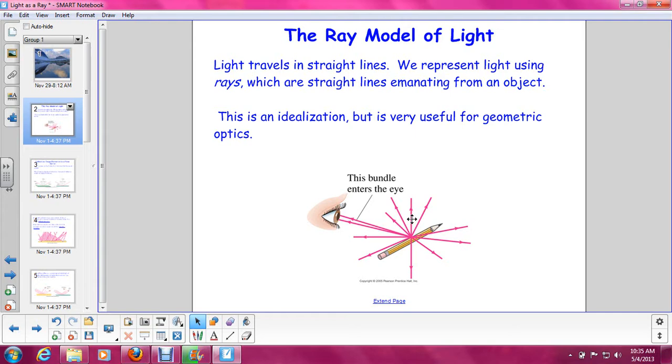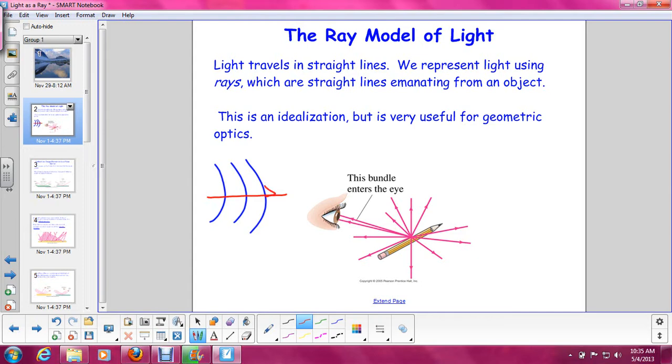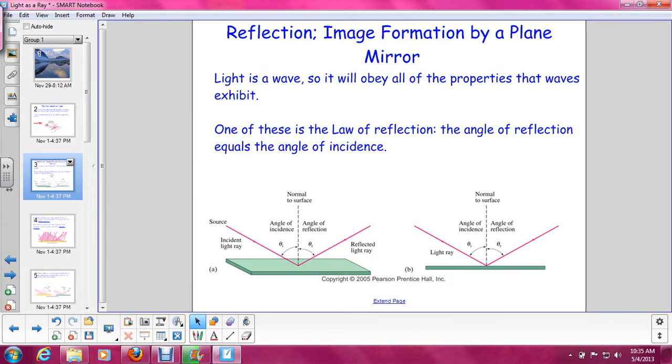So remember from our waves discussion that we draw waves as wavefronts with a ray. Now, we are still assuming that light is a wave, but what we're doing is we are ignoring these wavefronts for the time being and only looking at the ray part, the straight line that tells us where that wave is coming from. Now, light is a wave, so it obeys all of the properties that waves do.